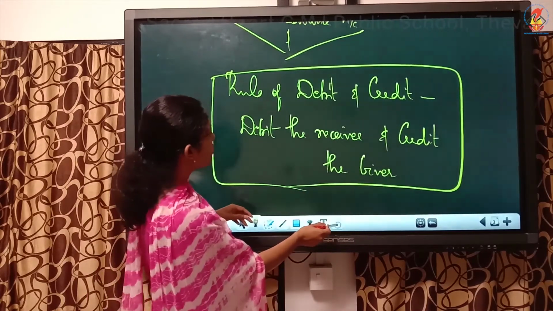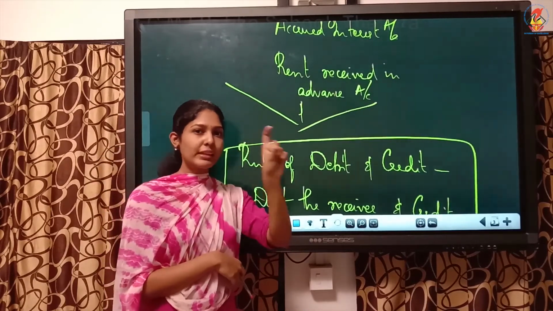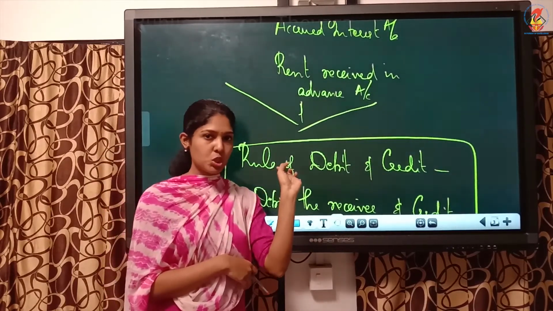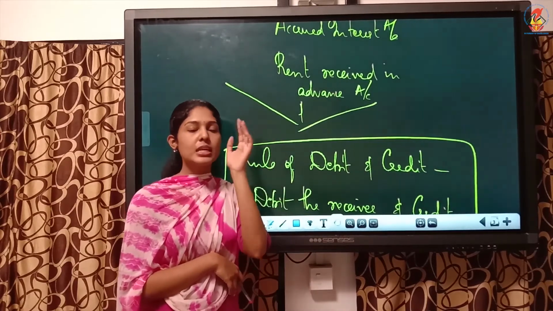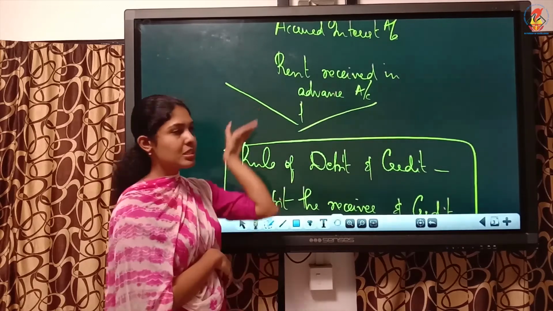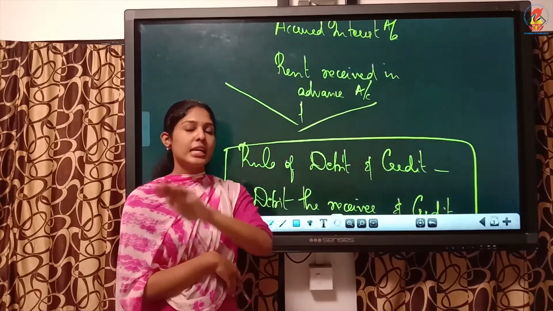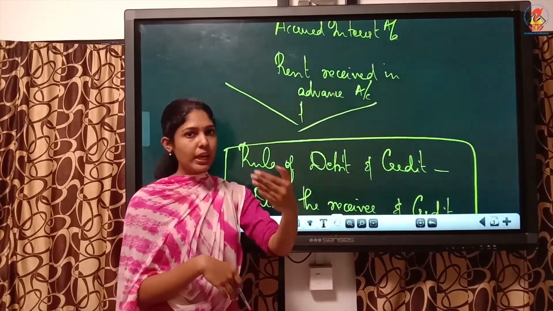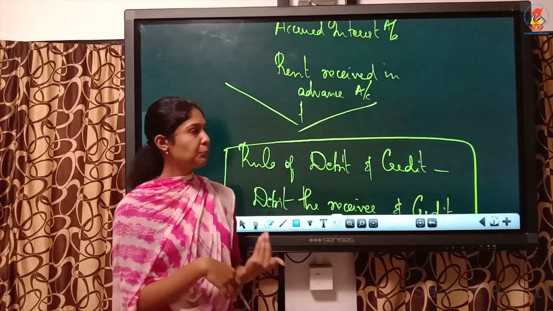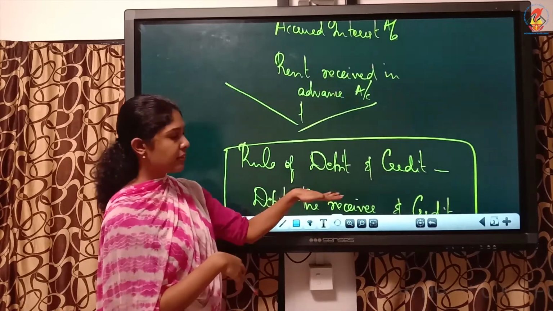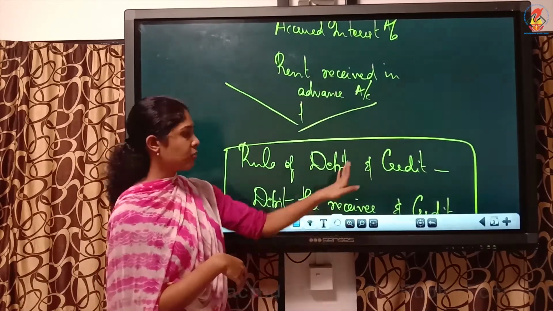Then above this topic, the classification of accounts you wrote. Below that you just write the heading. This is the traditional approach. So there you write below classification of accounts, on the top you write traditional approach. This is the traditional approach, where accounts are classified into personal and impersonal. Personal again divided into 3: natural personal, artificial personal and representative personal. And this is the rule of personal accounts. Debit the receiver, credit the giver.